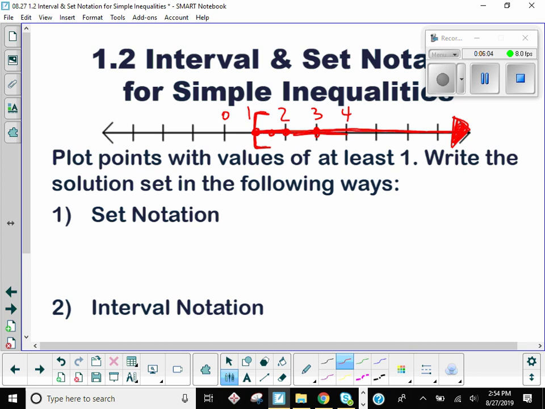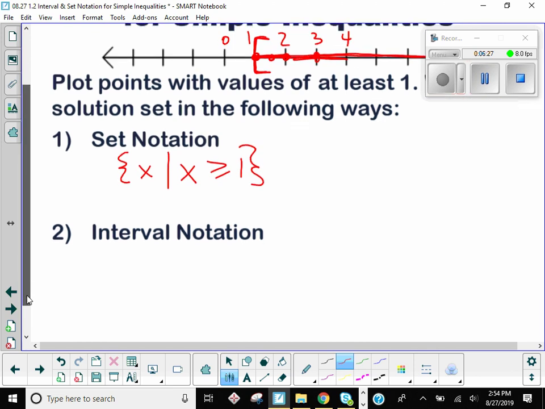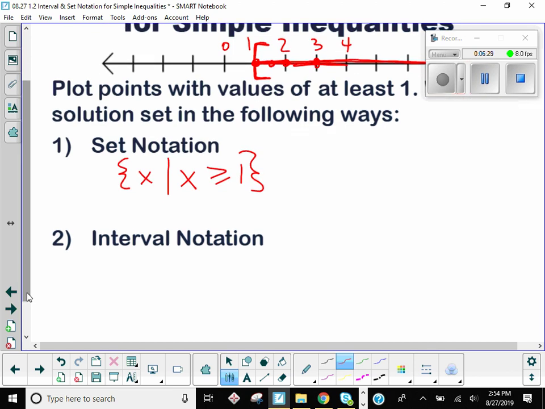Now, that is a picture representation of the solution set. Here's how you would write that in set notation. Write it down, and then I will explain to you what each piece means. Squiggly wigglies, because it's set notation. Sometimes this is also called set builder notation.